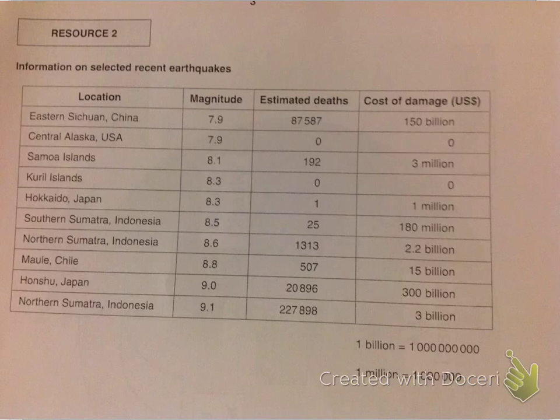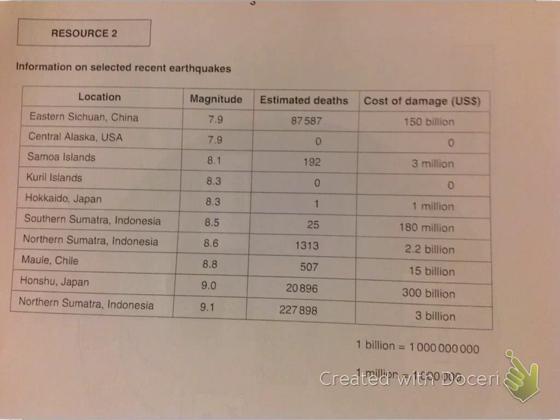A number of you fell into level 2, 3 to 4 marks. So you've used some data from the table, but you haven't really explained the link in enough detail. It was supported, but not supported strongly enough. To get up into a level 3, you had to be able to say that yes, there was some link between magnitude and the cost of damage.